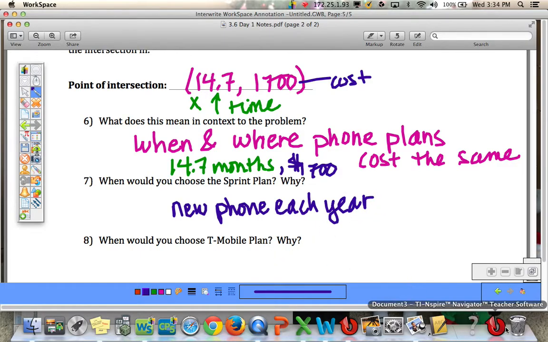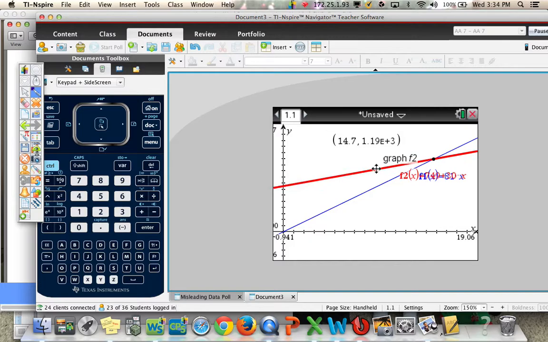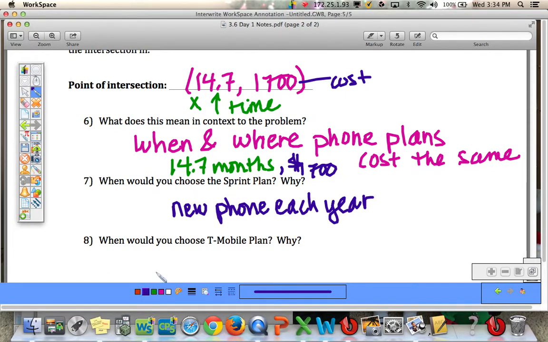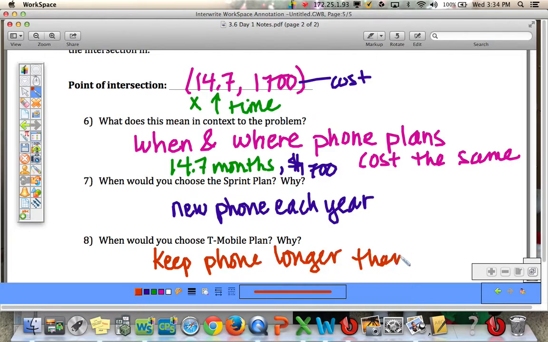When would we choose the T-Mobile plan? Well, this one ends up being less expensive if we keep that phone. So if we decide to keep our phone for longer than a year, this would be better. So again, if you keep your phone longer than a year, T-Mobile might be the better plan.